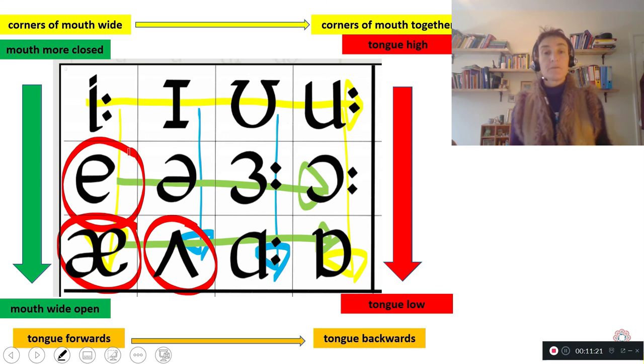So I hope that was useful. At some point I'll maybe do a video about the diphthongs, maybe do a video about how the consonants work in this chart as well.